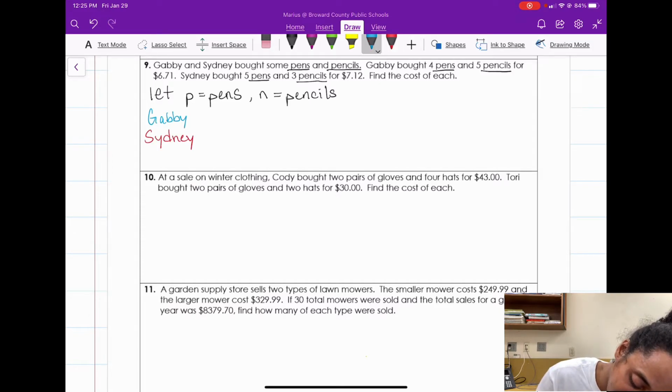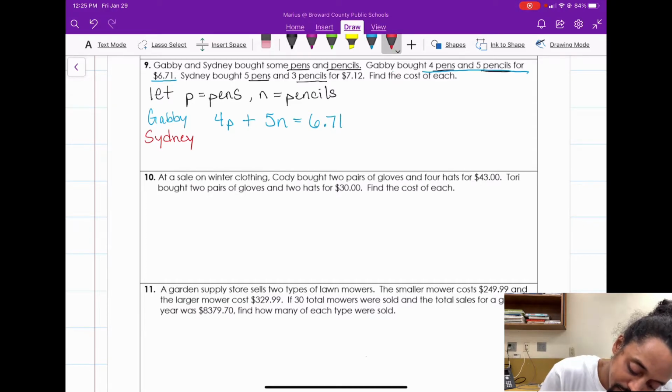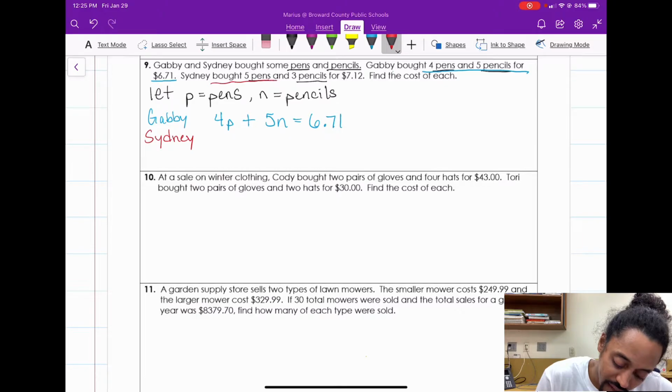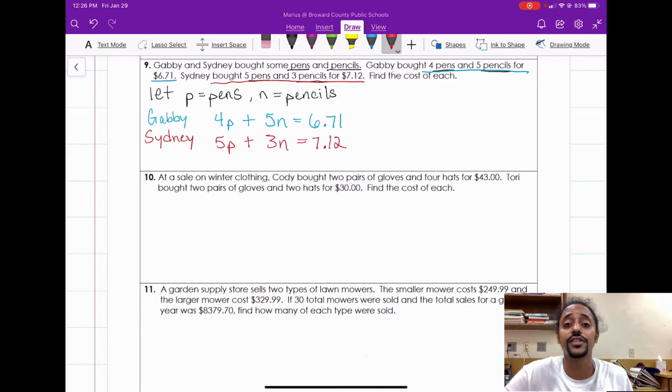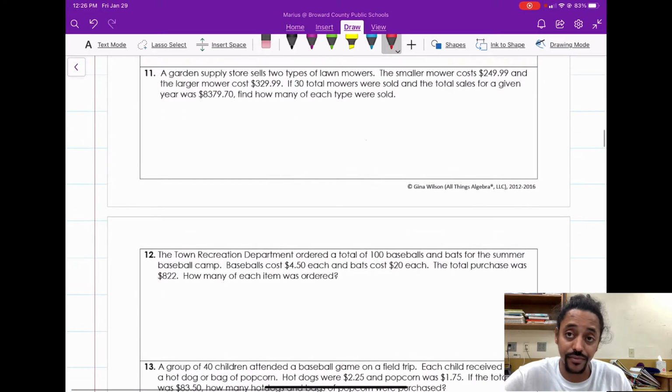All right, now Gabby's equation is going to be 4P plus 5N equals 6.71. And Sydney's equation should read 5P plus 3N equals 7.12. And then we would, of course, just solve the system to figure out what the solution is and then provide an answer.